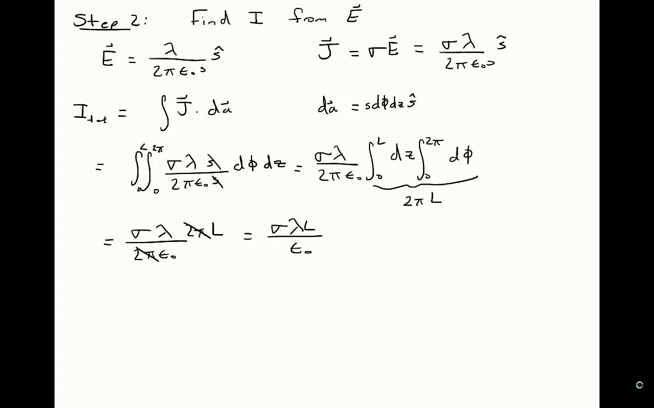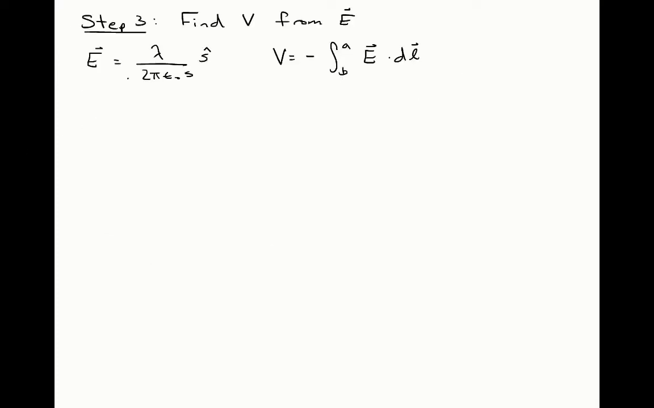Okay, step 3 is we're going to find the potential from the electric field. So we have our electric field, we have our equation to calculate potential. What we need to determine is what dl is. So we're integrating between the two surfaces of the cylinder. So that means S is a variable here.